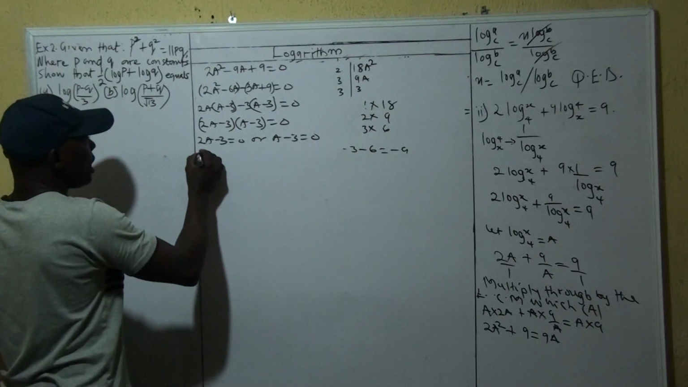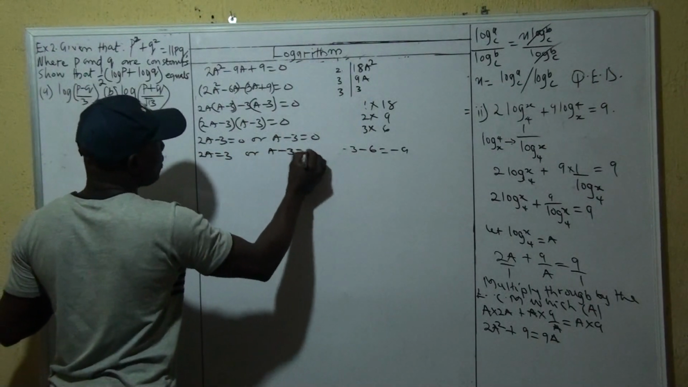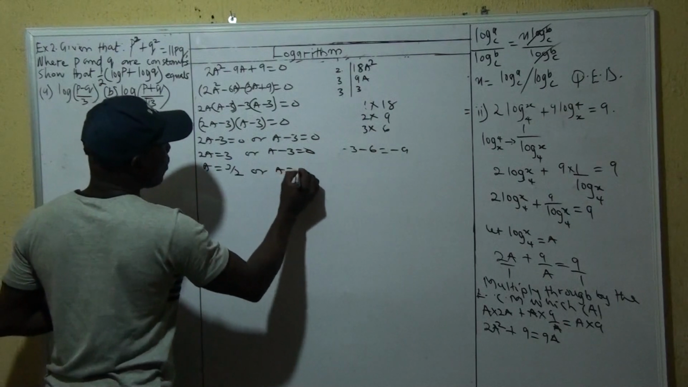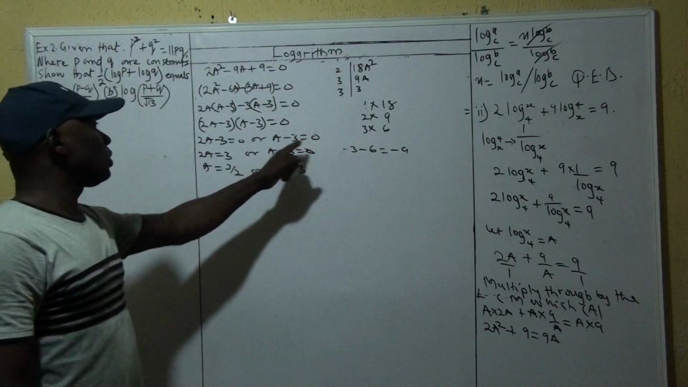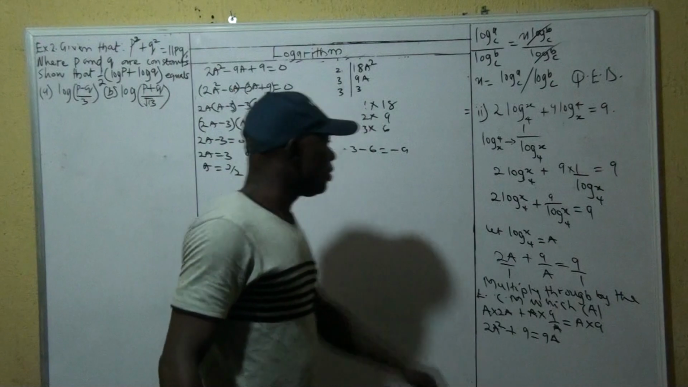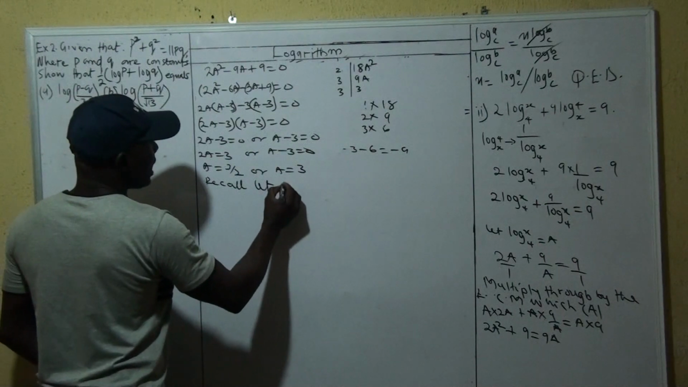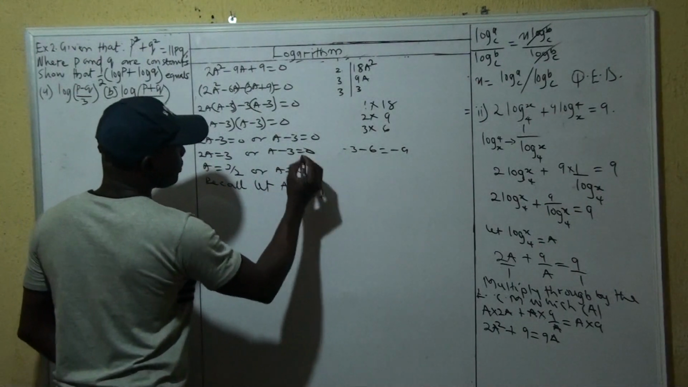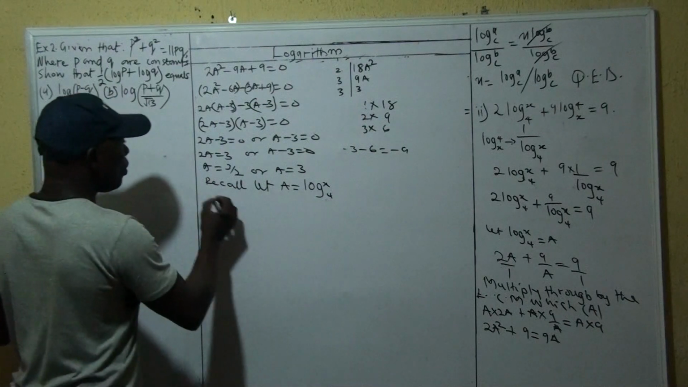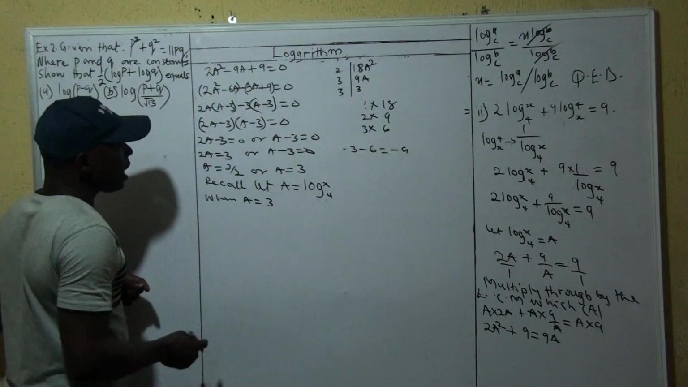So quickly, 2a is equal to 3, or a minus 3 is equal to 0, so that a is equal to 3 over 2, or a is equal to 3. So our answer is a equals 3 over 2 or 3. But if you recall, we said let a be equal to log x to base 4. So we try when a is equal to 3 first and see the value of x.